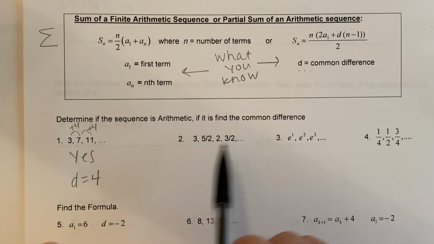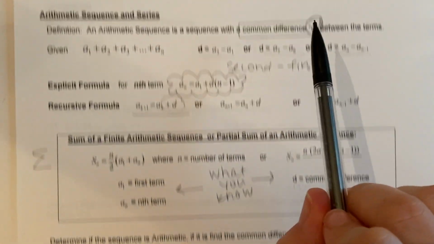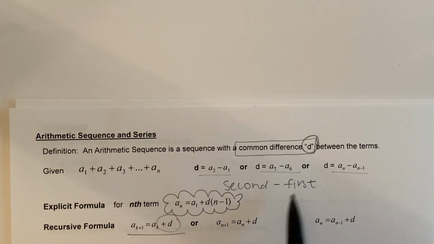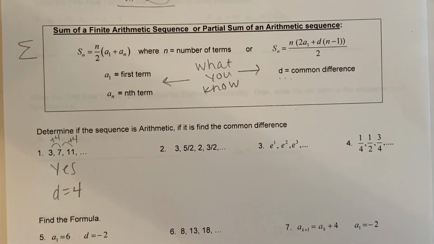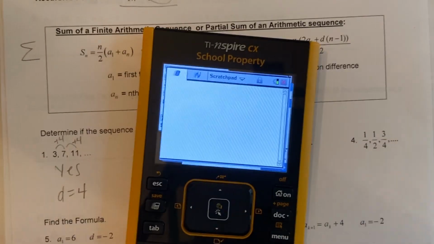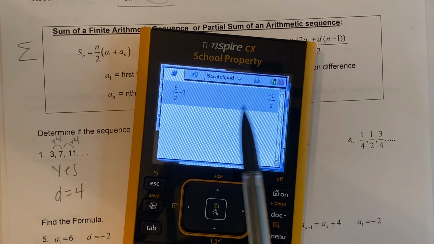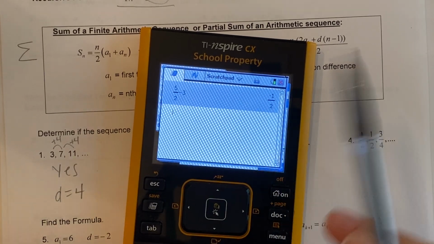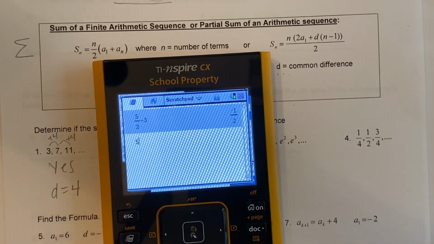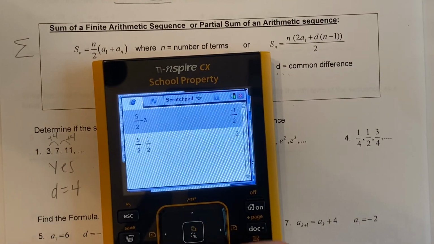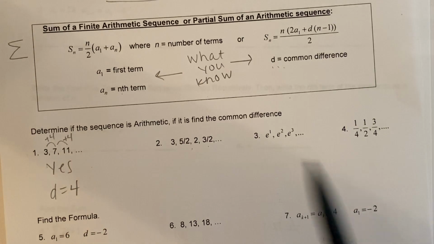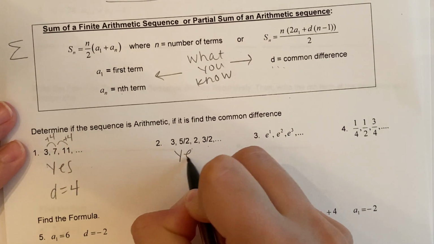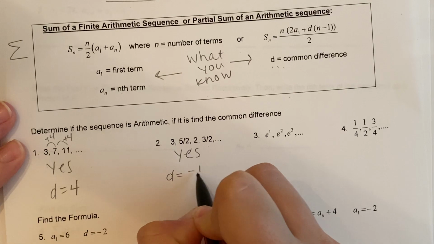Okay. This one's a little harder to see. So I'm going to do what it said to do to check. I'm going to do the second one minus the first one. In my calculator, or if you're just smart and do it in your head, I'm going to do 5/2 minus 3. So they're saying they're going to subtract 1/2 each time. Let's see if that's true. What's 5/2 minus 1/2? That's 2. What's 2 minus 1/2? That's 3/2. So yes, and D is minus 1/2.